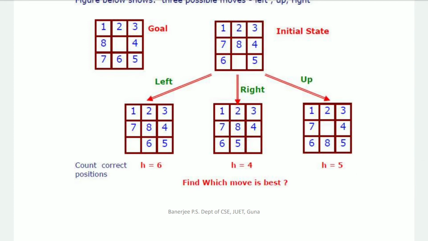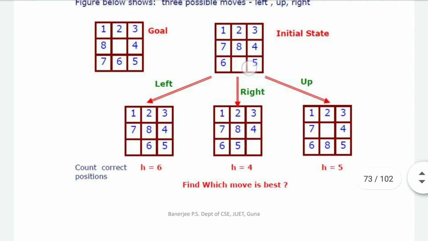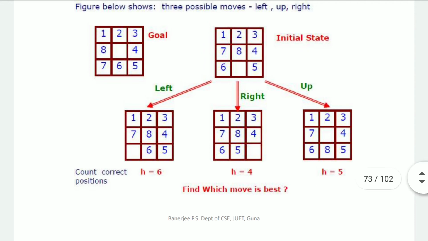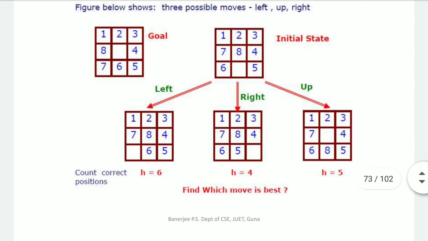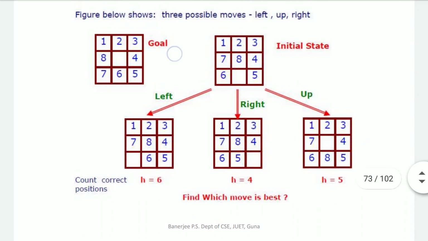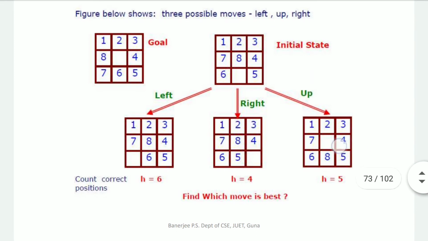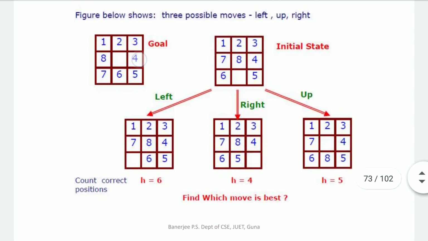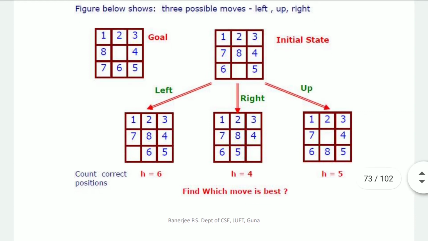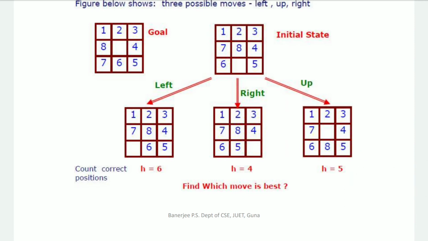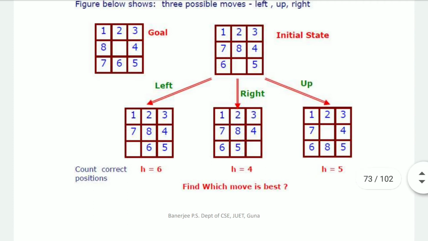Now starting with the initial state, by the movement of the blank element to the up position, that means at the position of 8, this is the configuration that I am getting. Now I'll be comparing this configuration with the goal configuration, and I'll be checking how many elements of this are in the right position as compared to that of the goal. So 1 is at the right position, 2 is at the right position, 3 is at the right position, 4 is at the right position, 5 is at the right position. Rest all, that means 6, 7 and 8, are at wrong positions. So my H value is 5 out here.